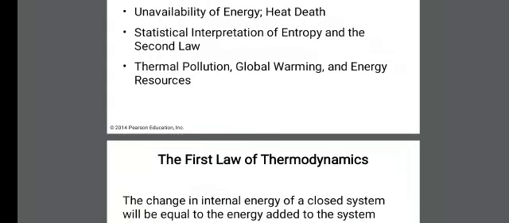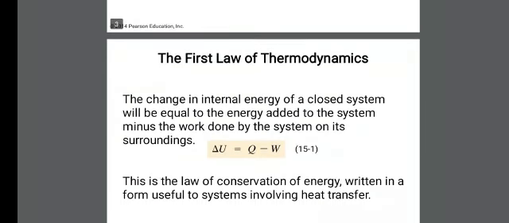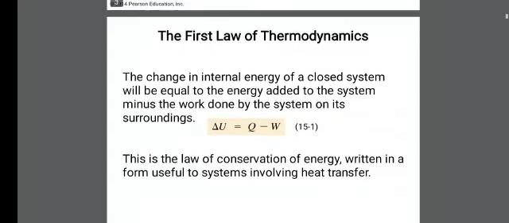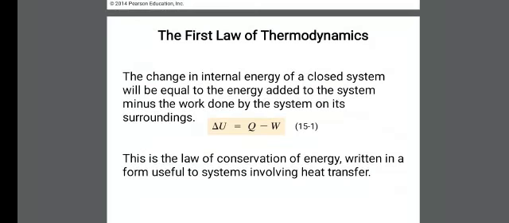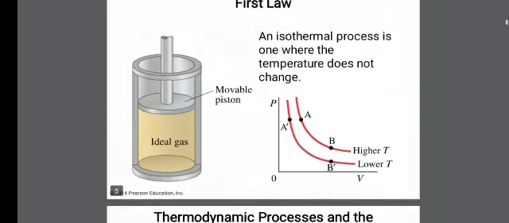Then we discuss the first law of thermodynamics. The change in internal energy of a closed system will be equal to the energy added to the system minus the work done by the system on its surroundings. The equation becomes delta U is equal to Q minus W. Delta U is the change in internal energy, Q is related to heat and W is related to work done. This is the law of conservation of energy written in a form useful to systems involving heat transfer.